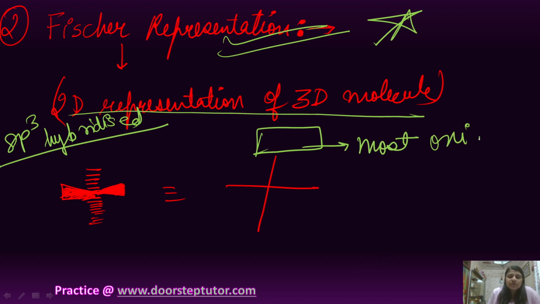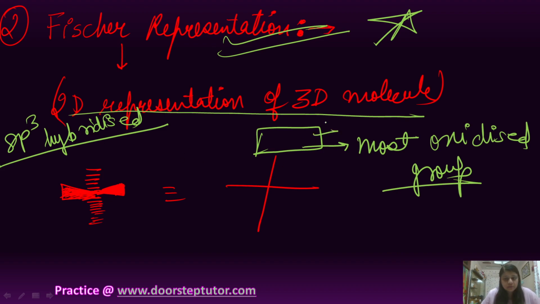In Fischer representation, the most oxidized group comes on the topmost vertical position. The most oxidized group has to come on this particular place at any cost. So in the Fischer representation, the 2D representation of 3D molecule is going to happen, and then we have to consider, first, that the carbon must be sp3 hybridized. Generally I am saying this, but in some cases we have sp2 hybridized carbon atom in Fischer representation.